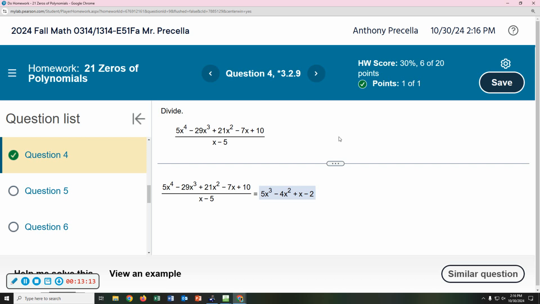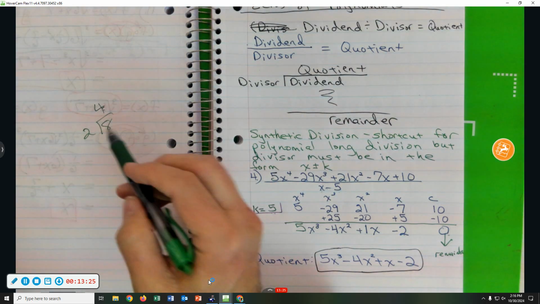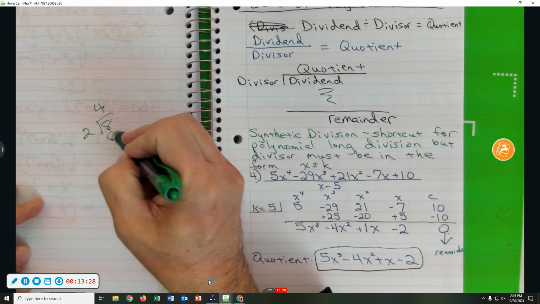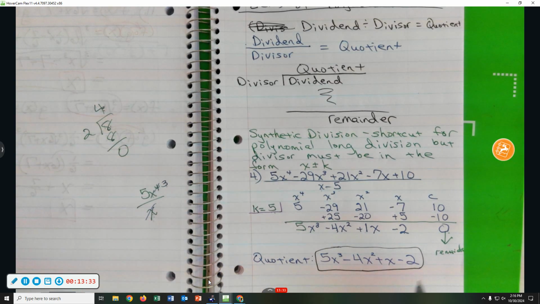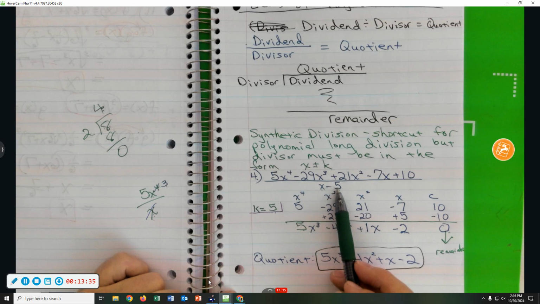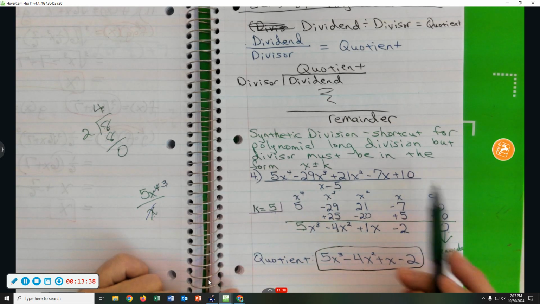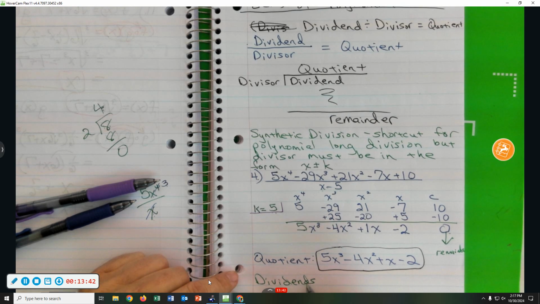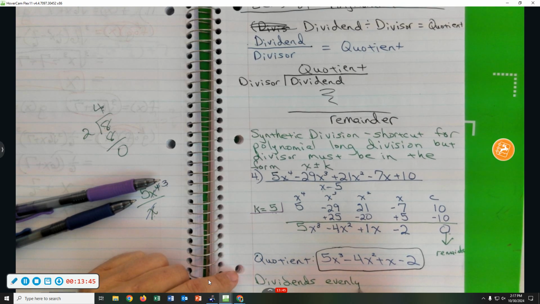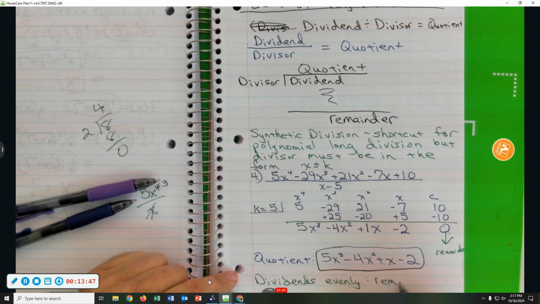I say 2 divides evenly into 8 because it goes in 4 times. Oh, wait a minute. Y'all can't see what I'm writing here. 8 divided by 2 is 4 with the remainder 0. So 2 divides evenly into 8. Likewise, x minus 5 divides evenly into the dividend. Divides evenly means the remainder is equal to 0.